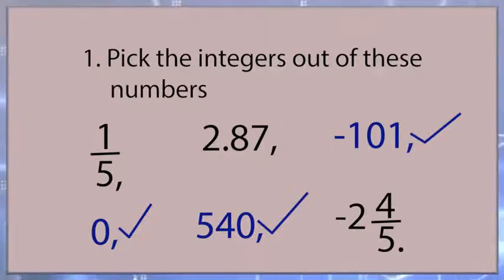0 is also an integer. And the next one is 540. That is also an integer. The number negative 2/4 is also not an integer. So our answers are negative 101, 0, and 540. I hope you got your answer correct.